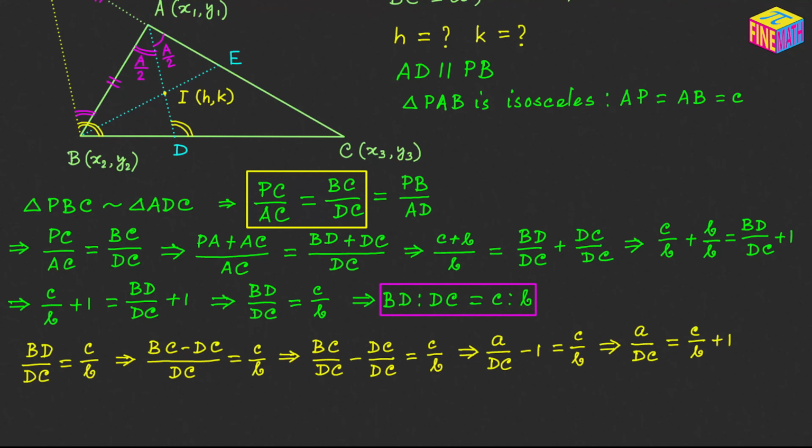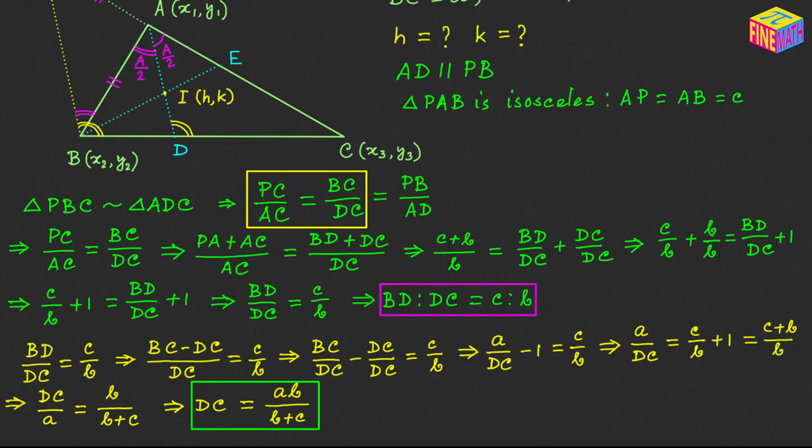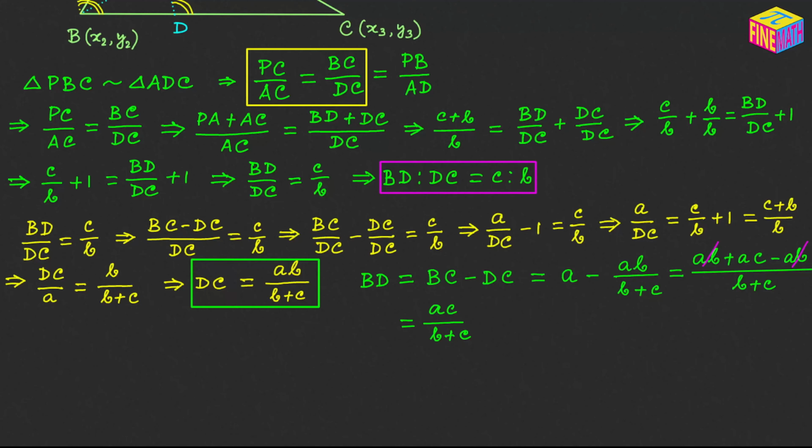And from here we can say A over DC is equal to C over B plus 1, which is nothing but C plus B over B. And from here, if we flip the ratios, we can say DC over A is equal to B over B plus C. And then we are going to multiply both sides by A. Then DC will be equal to A times B over B plus C. So we have been able to calculate the length of DC. And now calculating the length of BD is very easy, because BD will be A minus DC. And if we simplify this, we'll get the value of BD like this. It will be A times C over B plus C. So we have been able to find the length of BD, which is AC over B plus C.